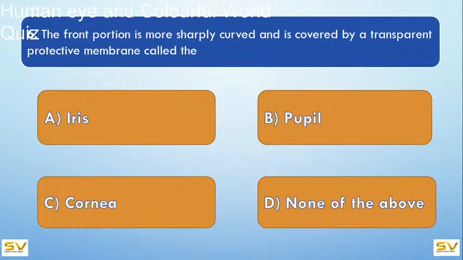So the front portion of the eyeball, which is very sharp and curved, and also covered with a transparent protective membrane. What do we call that membrane? Is it iris, pupil, cornea, or none of the above?